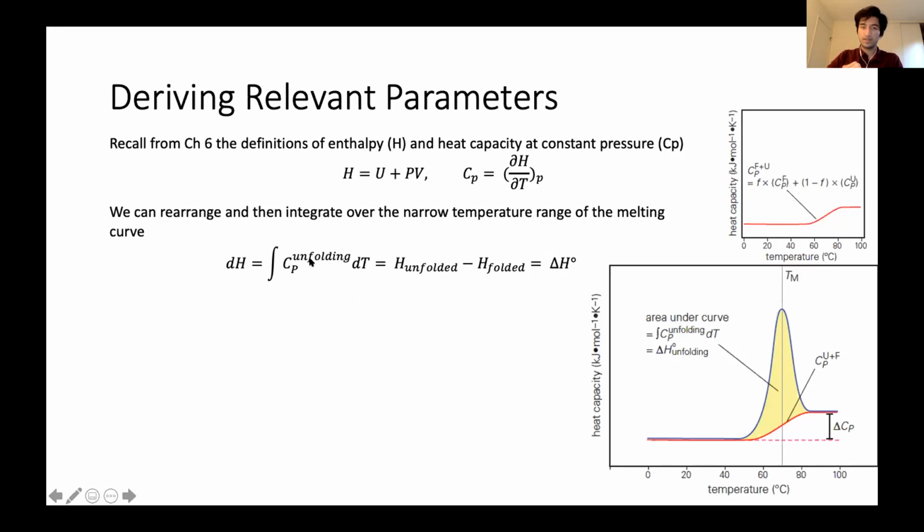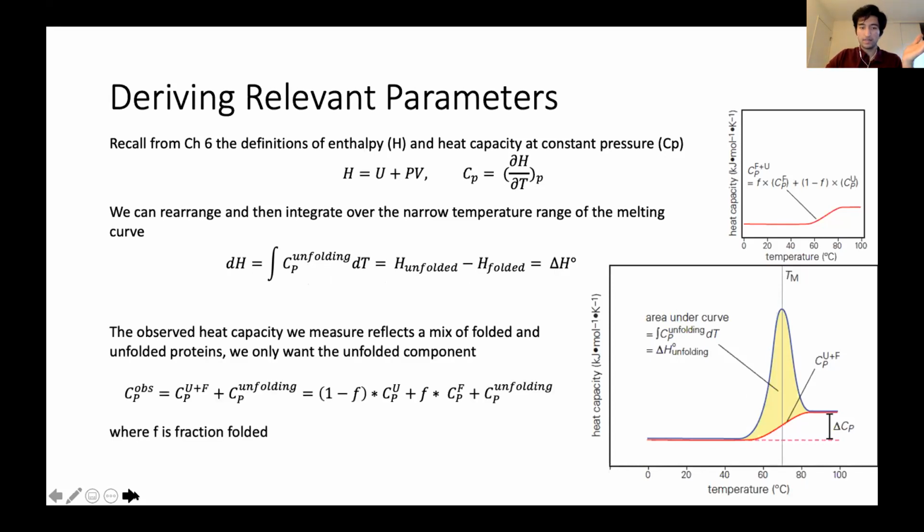And if we integrate this very specific heat capacity in this narrow temperature range, from when the unfolding first starts to when the unfolding ends, then we'll get the delta H for the process of unfolding. So what do I mean by very specific heat capacity? Well, there are essentially 3 different heat capacities that are involved in what happens when we run a DSC experiment.